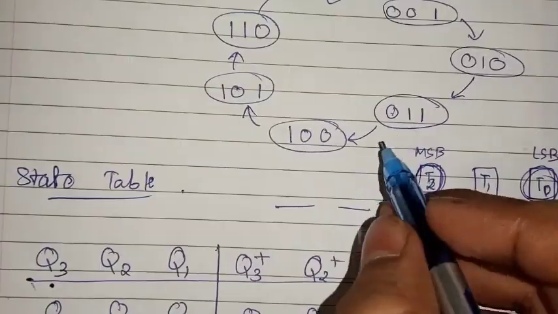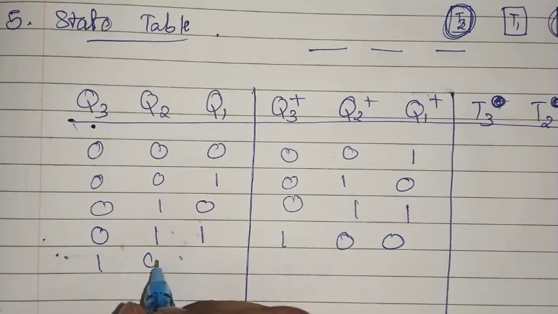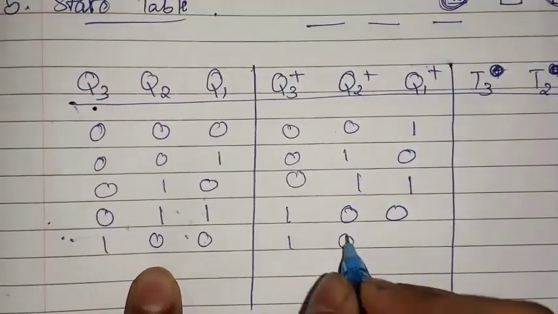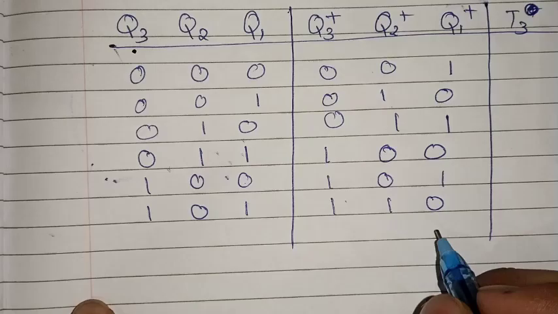So this next state is 0, 1, 1. What is the next state after 0, 1, 1? Our next state is 1, 0, 0. Then this is the current state. Then what is our next state? 1, 0, 1. Similarly 1, 0, 1, then 1, 1, 0, right?